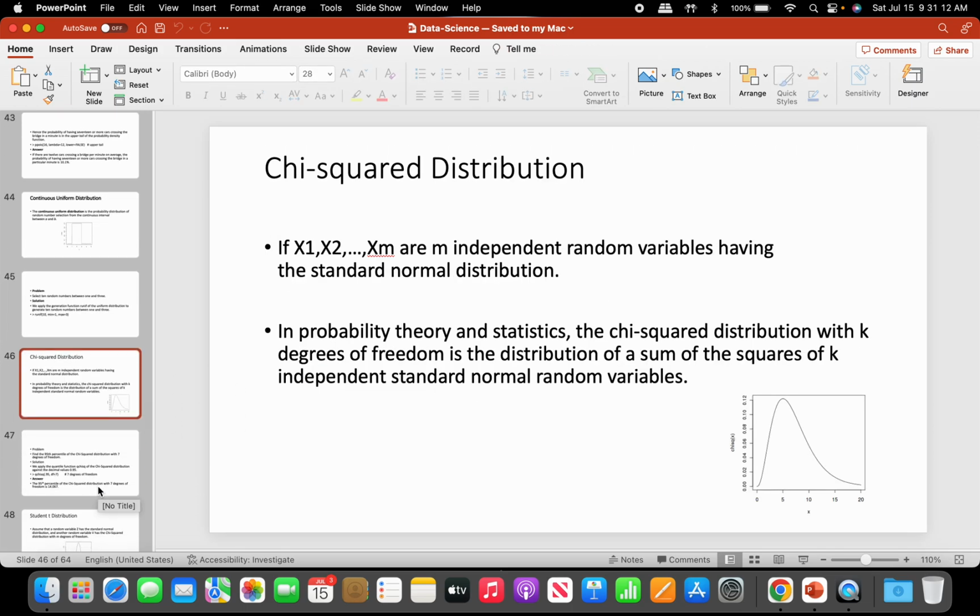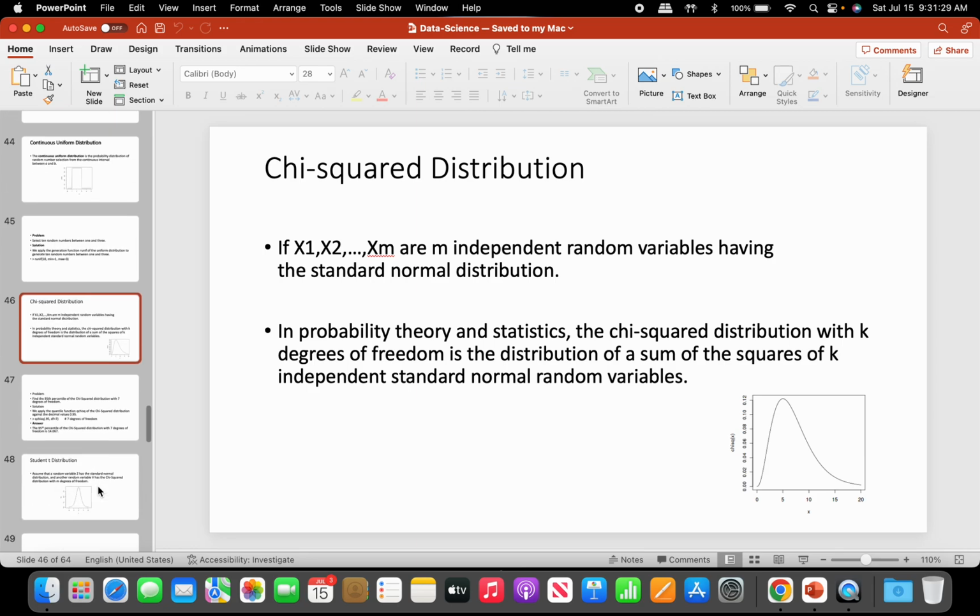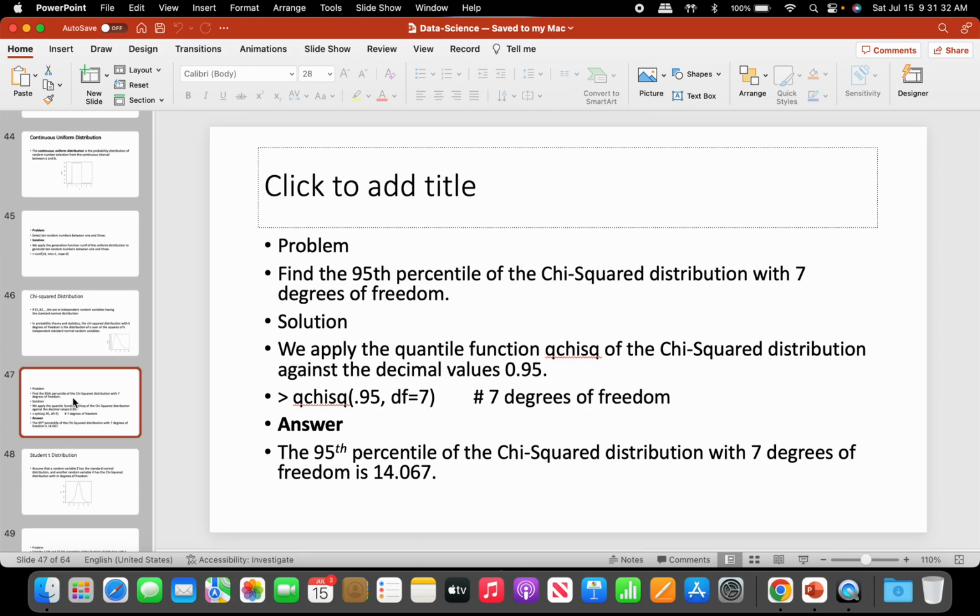Next is the chi-square distribution, a type of distribution where you want to calculate the distribution with some degrees of freedom and some independent random variables. Say you want to calculate a chi-square distribution with 7 degrees of freedom, you use a function qchisq with 7 degrees of freedom.